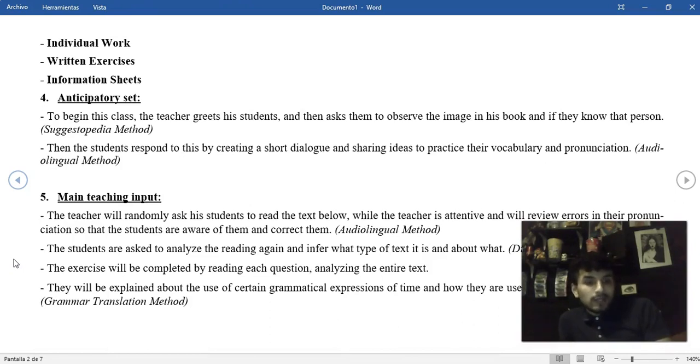They will be explained about the use of certain grammatical expressions of time and how they are used in sentences and paragraphs. Here we're going to use the grammar translation method because I'm going to give my students some tips or certain grammar rules so they can understand each topic.